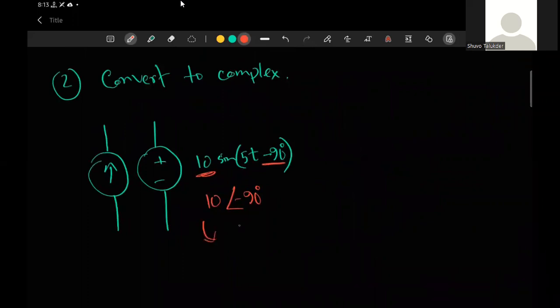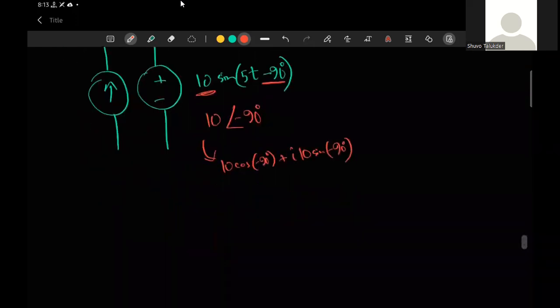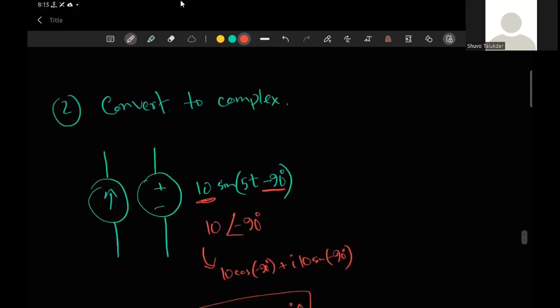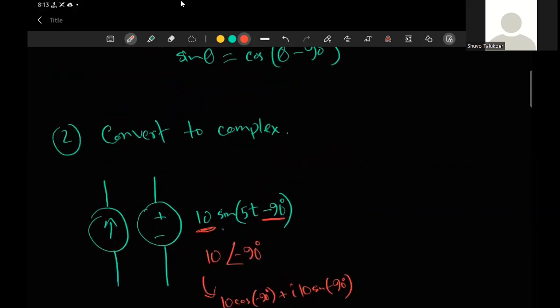The way you figure out the value of it is 10 cos minus 90 degrees plus i 10 sine minus 90 degrees. So basically r angle theta means r cos theta plus i r sine theta, which is r e to the power i theta. These are equivalent. If you have a voltage source or a current source with a value like this, remember that everything will be converted to cosine. So let's keep cosine here: 10 cos 5t minus 90 degrees. We just write the 10 and minus 90 degrees: 10 angle minus 90 degrees. Is that understandable? We write the amplitude and then write the angle here.